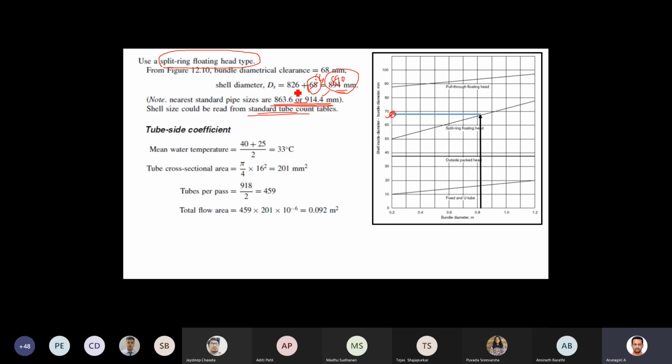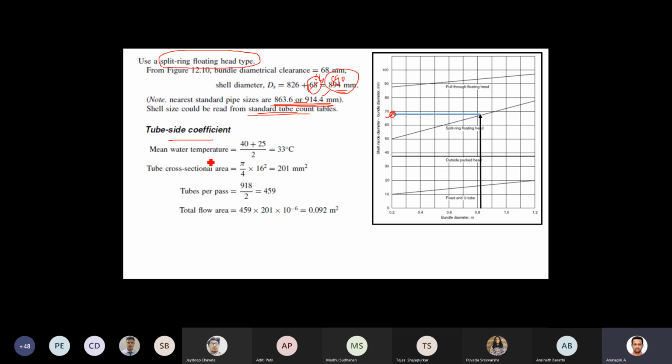Okay, next thing is that now we know the layout of the exchanger. You know the bundle diameter, you know the tube diameter, you know the triangular pitch dimensions, you know the length of the tubes. So now you can do the approximate layout of your exchanger. So what we should do, we have to validate these sides. So go for the tube side coefficient.